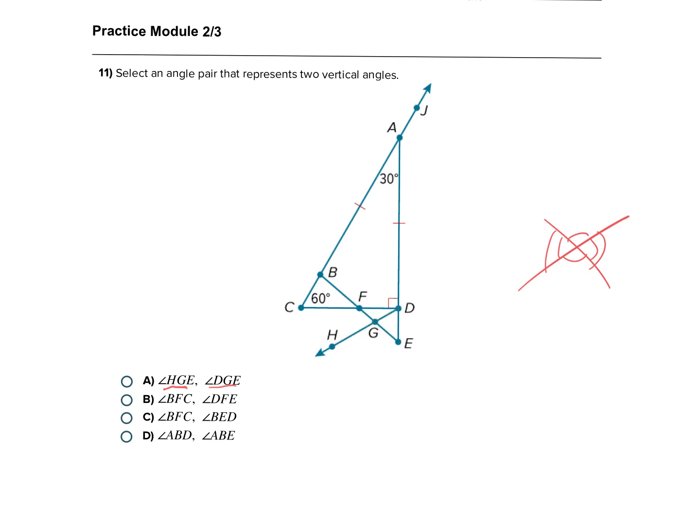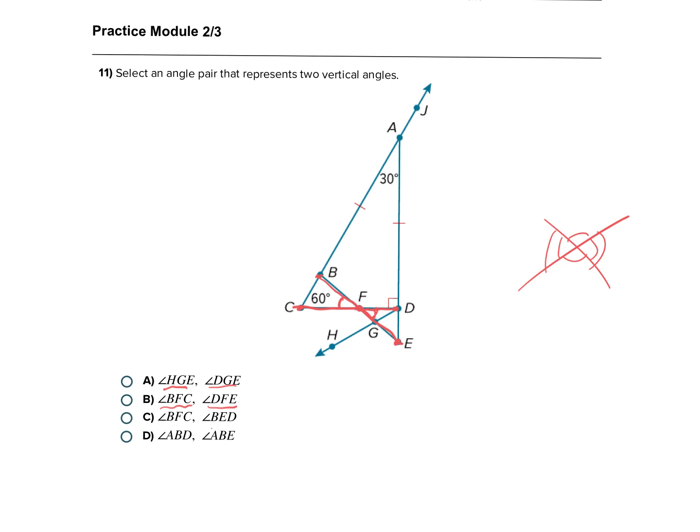So let me erase this so we don't get confused. Now my next set, BFC. So that's this angle here. And then DFE. D, F, and then E. Those are vertical.